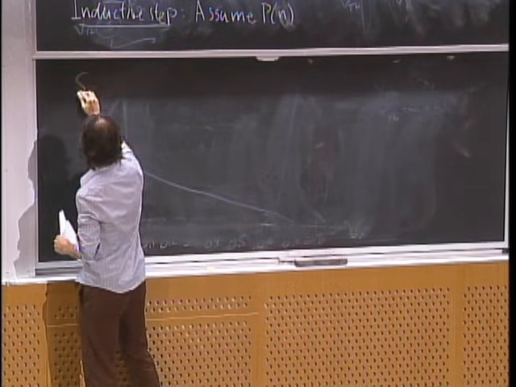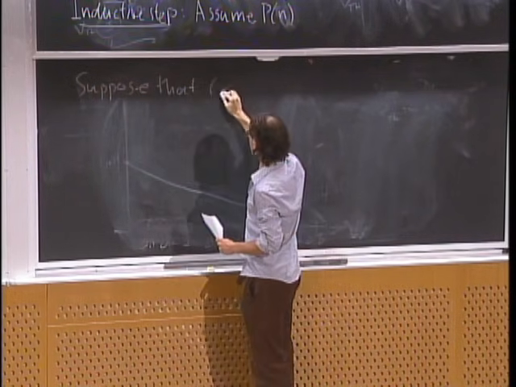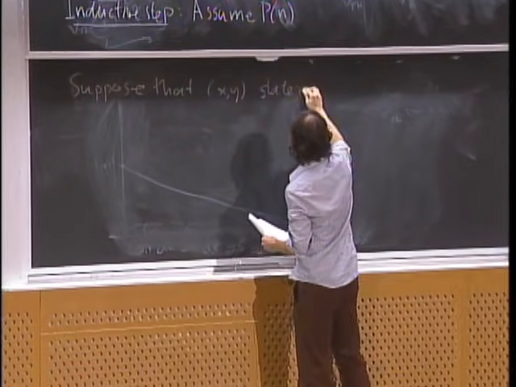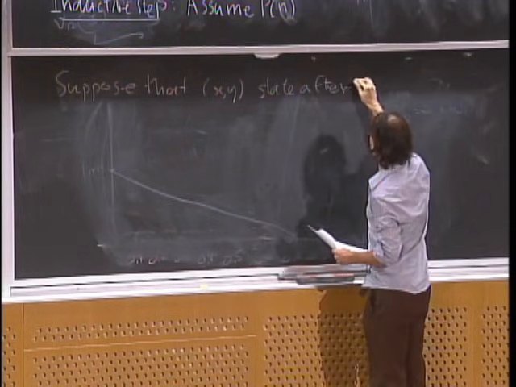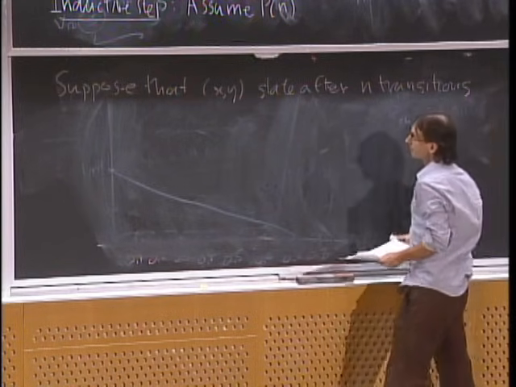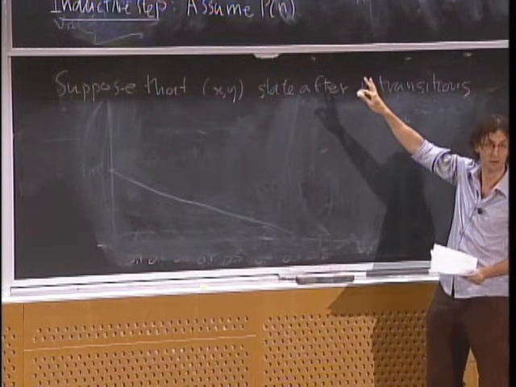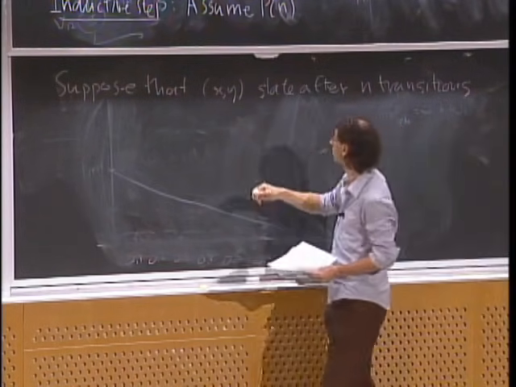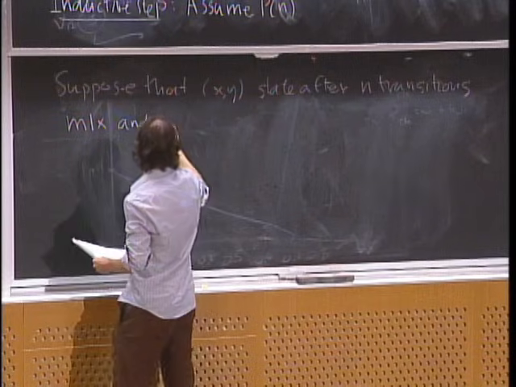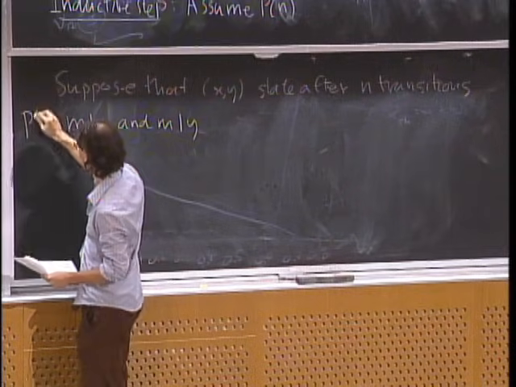Okay, so how do we go ahead? Suppose that x, y is the state after n transitions. Well, what can we conclude? Well, we have the predicate Pn, the invariant, so we know that M divides x and M divides y. And we concluded that because Pn is true.